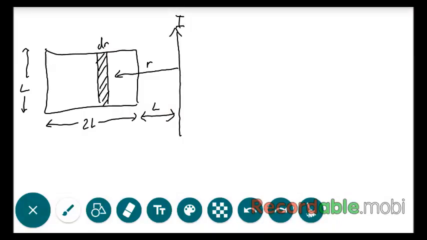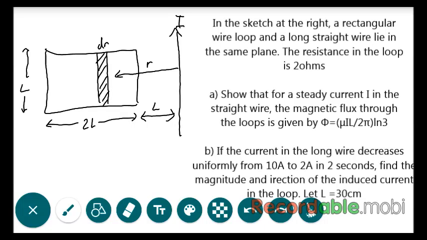Hi everybody, today I'll show you how to do problem number 14 from the chapter 8 problem set. It states, in the sketch at the right, a rectangular wire loop and a long straight wire lie in the same plane. The resistance in the loop is 2 ohms.